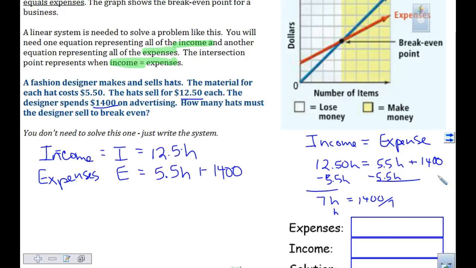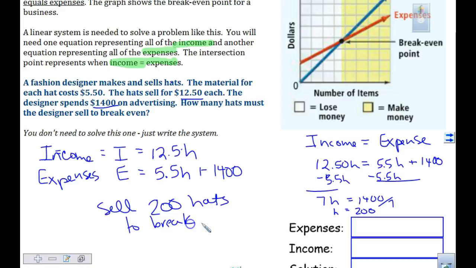We have only found out, right, at this point, the number of break-even hats. We figured out that we need how many hats to break even? 200. So how many hats must the designer sell to break even? We must sell 200 hats to break even.